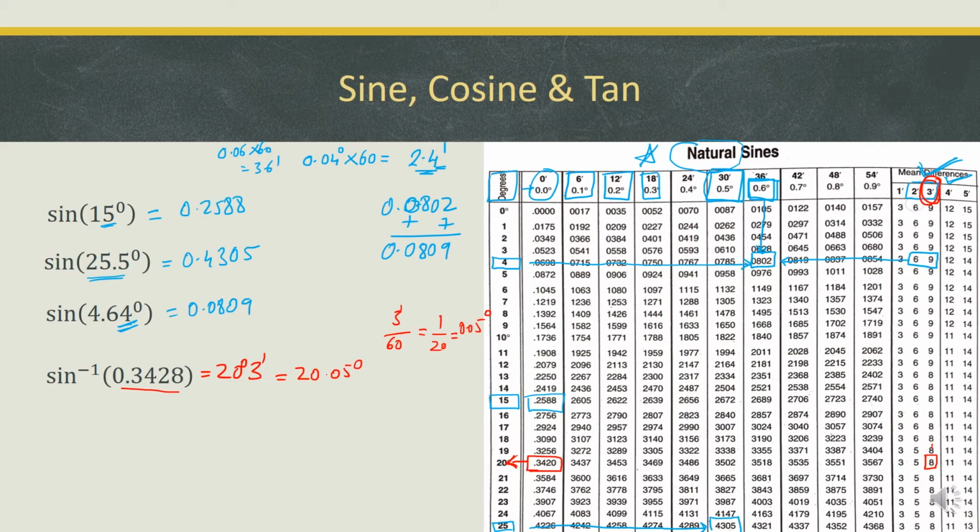So remember this rule. For going from degree to minutes, you need to multiply by 60. For going from minutes to degree, you need to divide by 60. Okay, have a look at the next example.